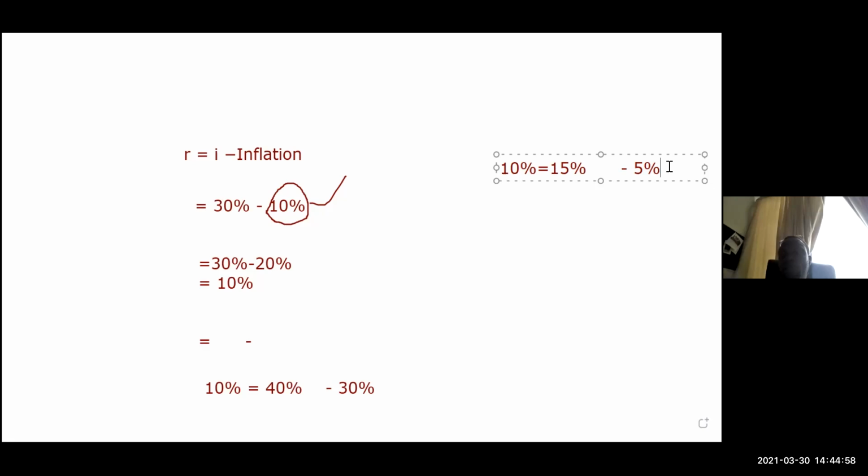If government is targeting 9% inflation, and I believe the government, and I want only 5% profits on the money that I give, then I just charge 14%. So I charge 14%, and I realize my 5%.